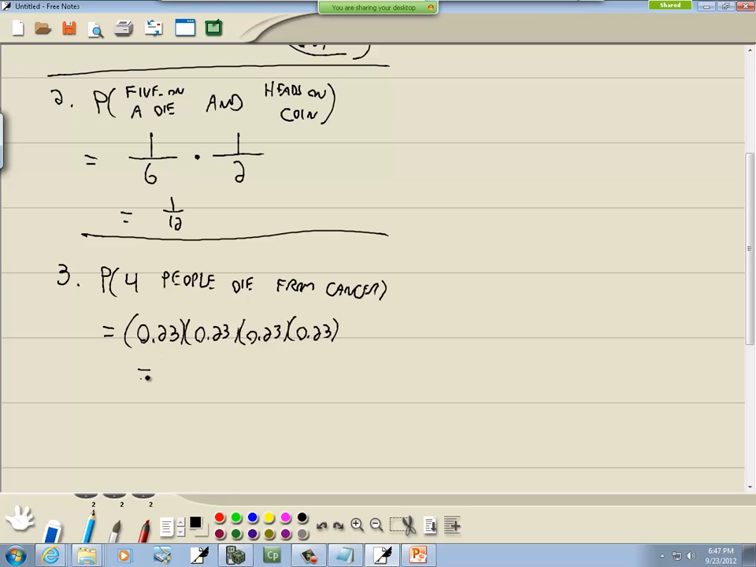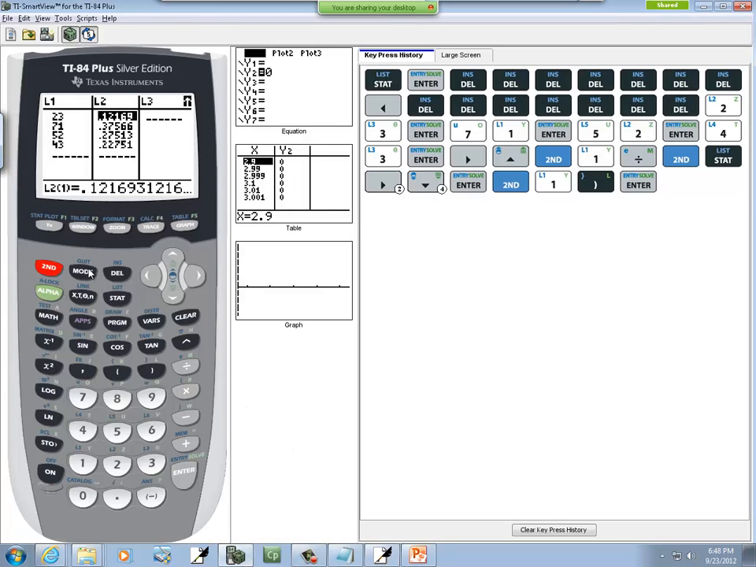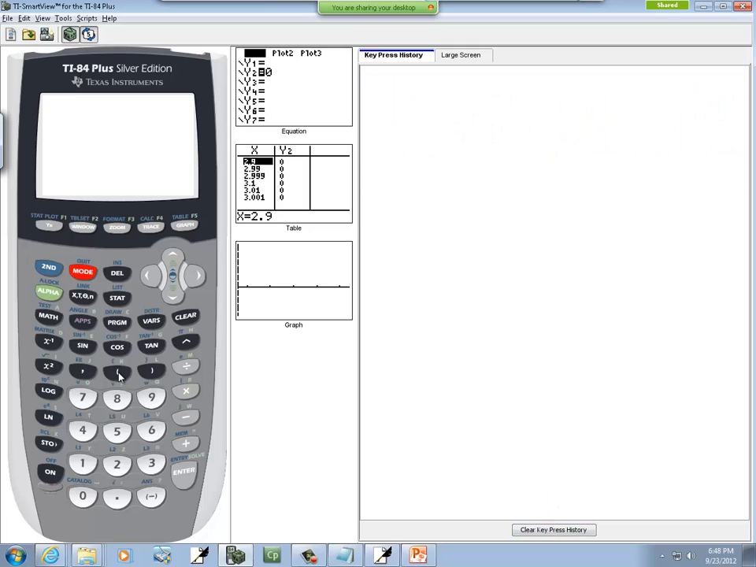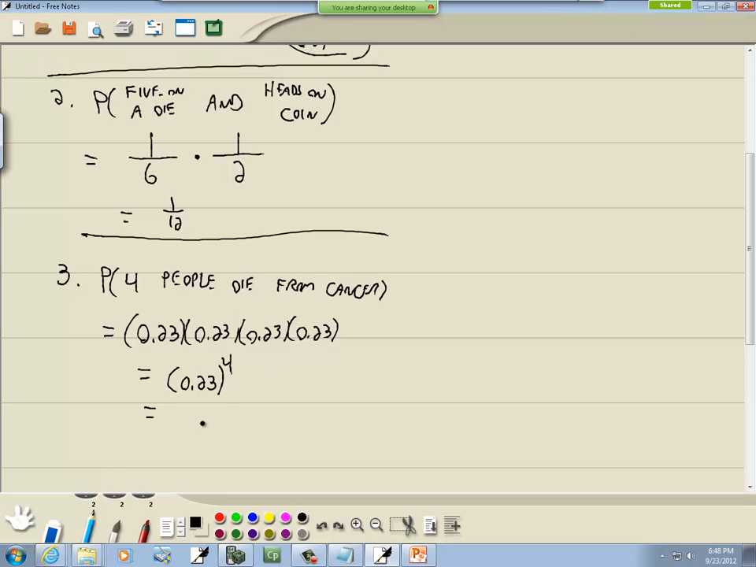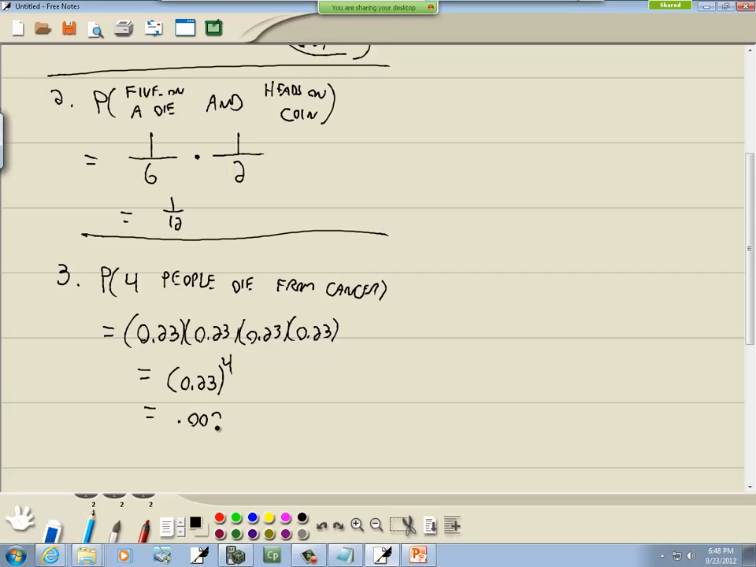Now another way of writing that is 0.23 to the 4th power. Now to show that in the calculator, if you're not very familiar with exponents, no matter what, if you're in something you're not sure what it is, just do a second mode that gets you out. Okay, we do 0.23, and you do caret, and then 4, and enter. And that gives you your probability. So 0.0028 would be our probability.